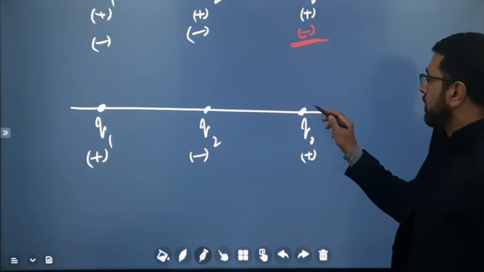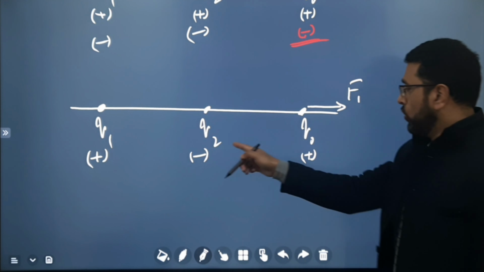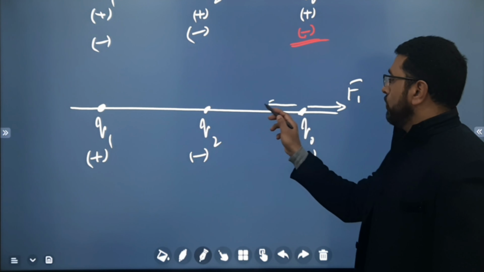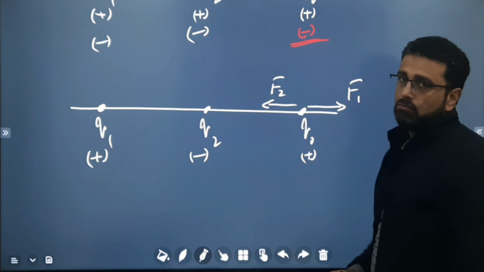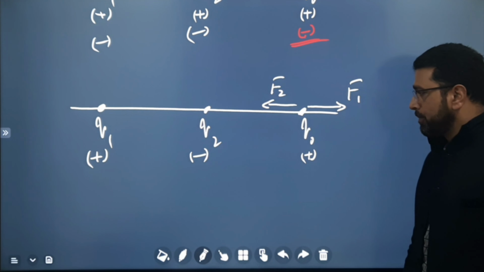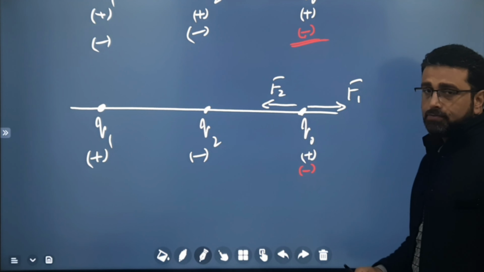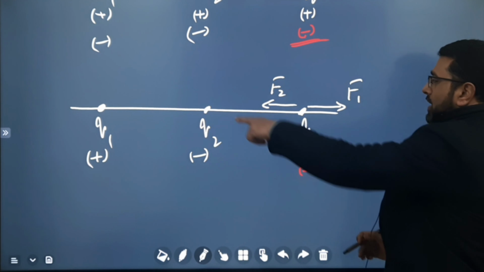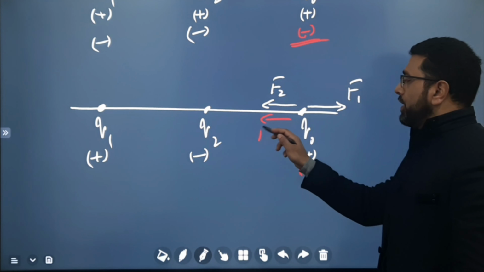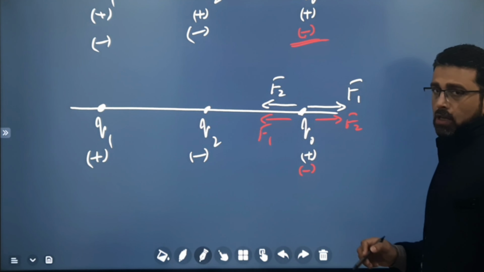Q1 will repel Q0, so F1 will be this way. Q2 will attract it, so F2 will be this way. So you can see they are in opposite directions. If Q0 is negative, then Q1 will attract, so F1 will be this way, and Q2 will repel, and F2 will be this way.